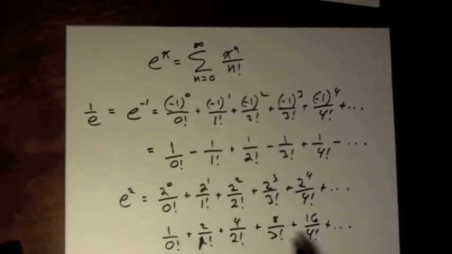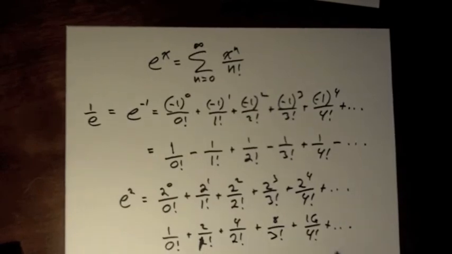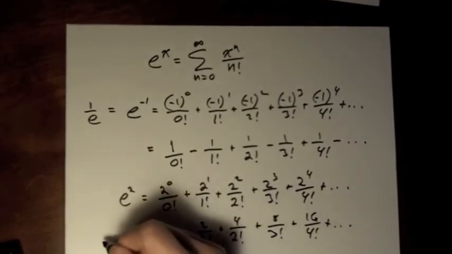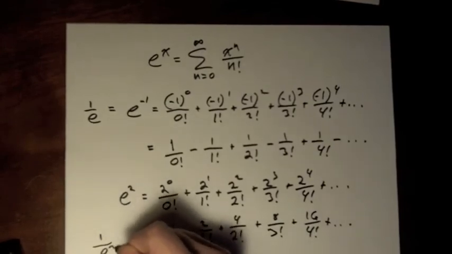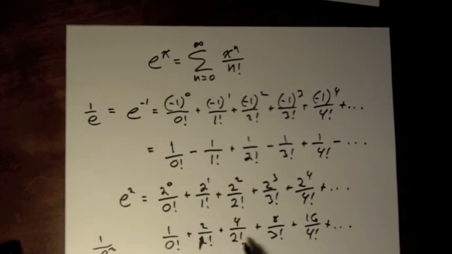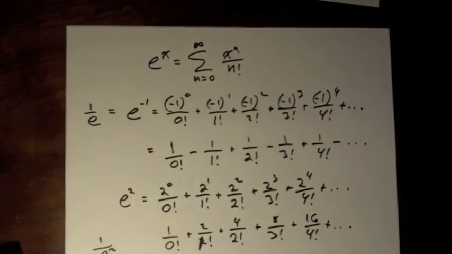So the numerators are increasing as, in this case, powers of 2, and the denominators, once again, are the factorials. And if you wanted something like 1 over e squared, we would do the same thing here. We would just flip the signs of every other term and make them negatives. All right, I think that's enough for part 2.